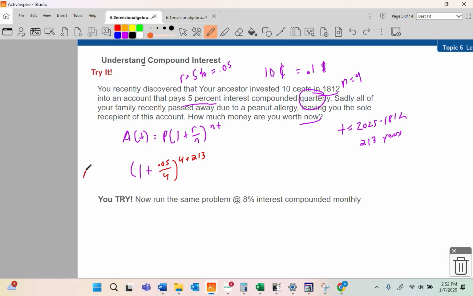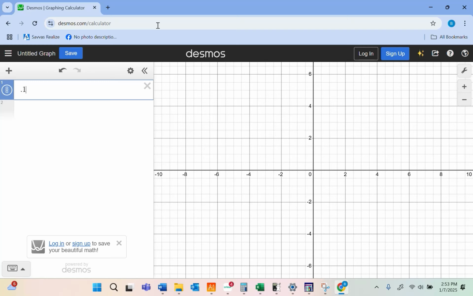Now, I know most of you guys do not have your TI-84s. Believe it or not, you can go to Desmos. You can type that stuff in. You had 0.1, 1 plus 0.05 over 4 with an exponent of 4 times 213. Choose parentheses here, 213. Man, I was expecting there to be more money there. Still a good chunk of change. It's $3,949.73.